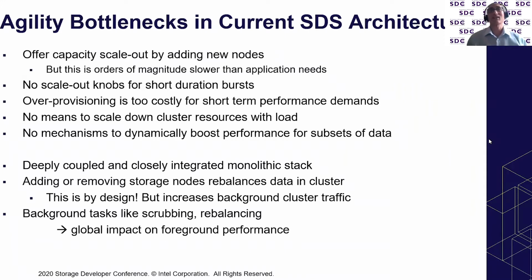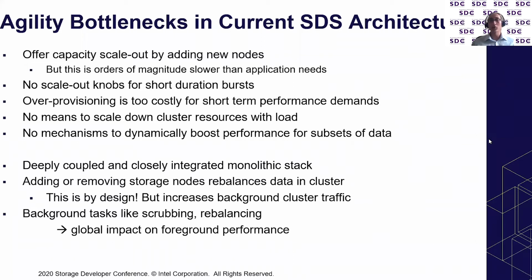One might say, if I know what the worst case burst is, I can over provision. But if these worst case bursts are for only short periods, over provisioning is too costly. So that's not an option either. The other aspect is if you scale out when load increases, there needs to be a means to scale down as load reduces as well. Again, there are no mechanisms to do this efficiently in SDS currently.